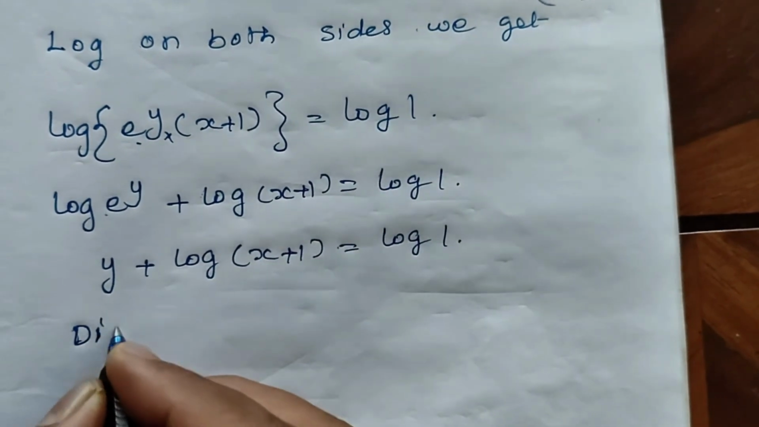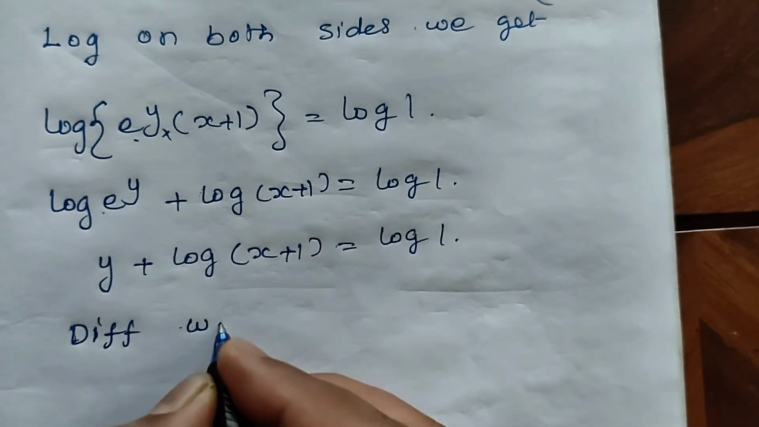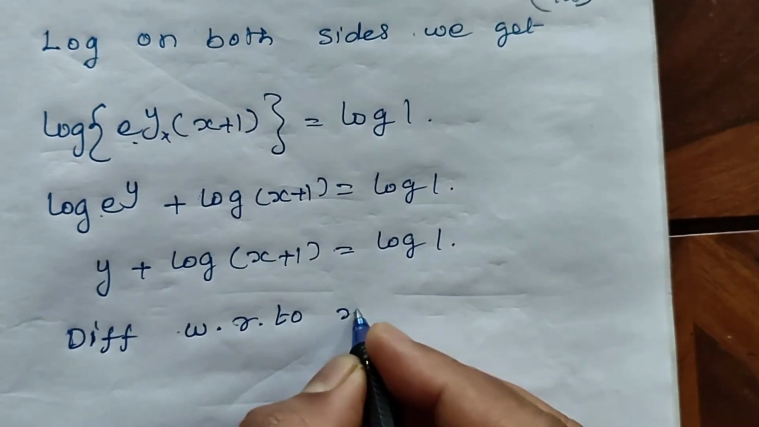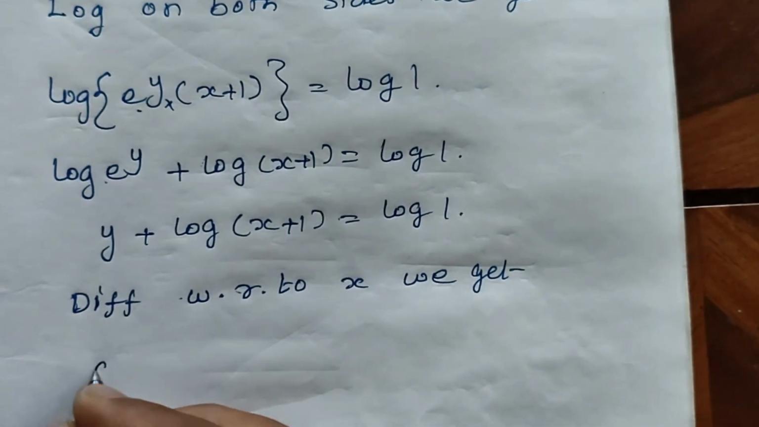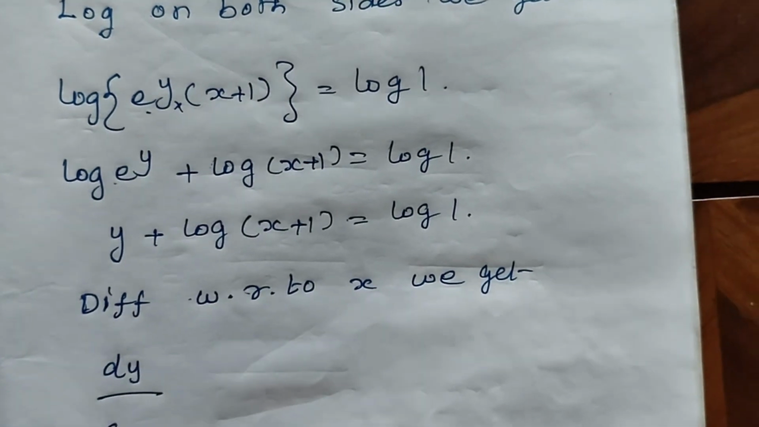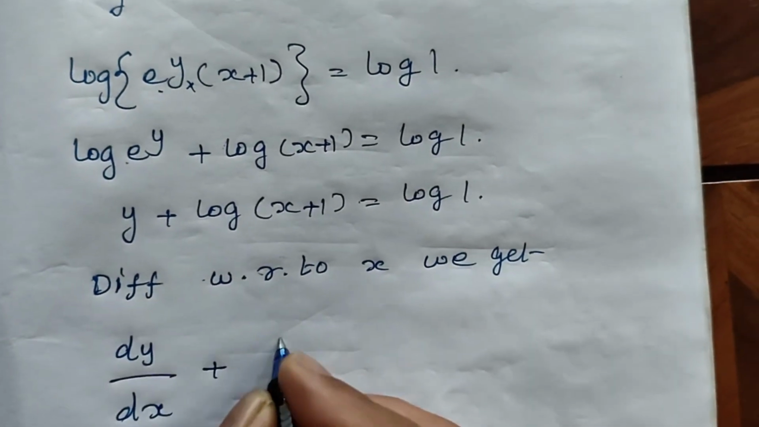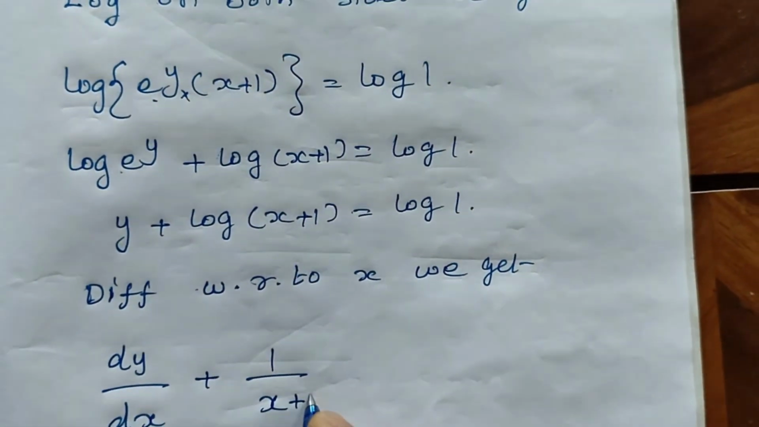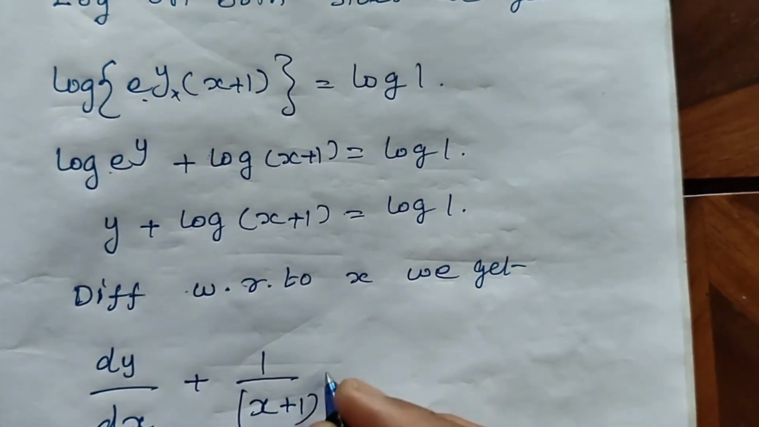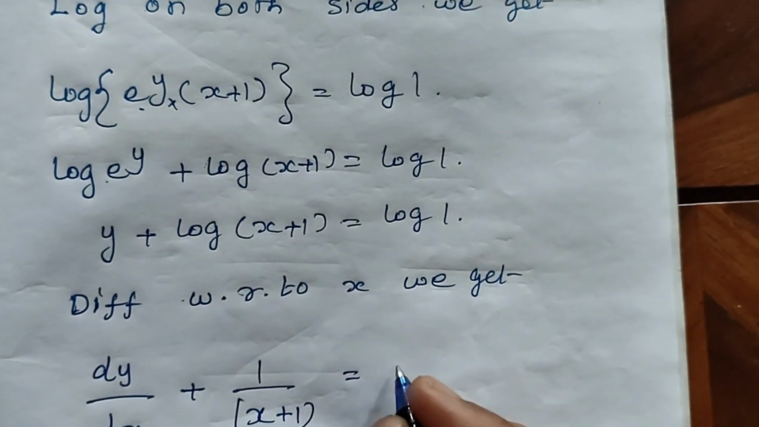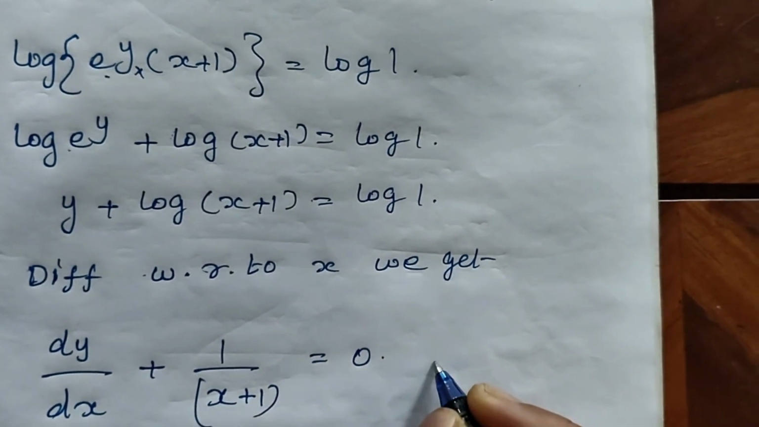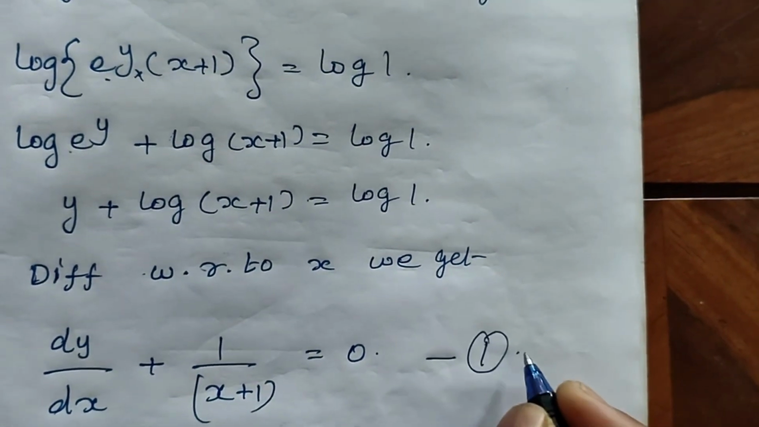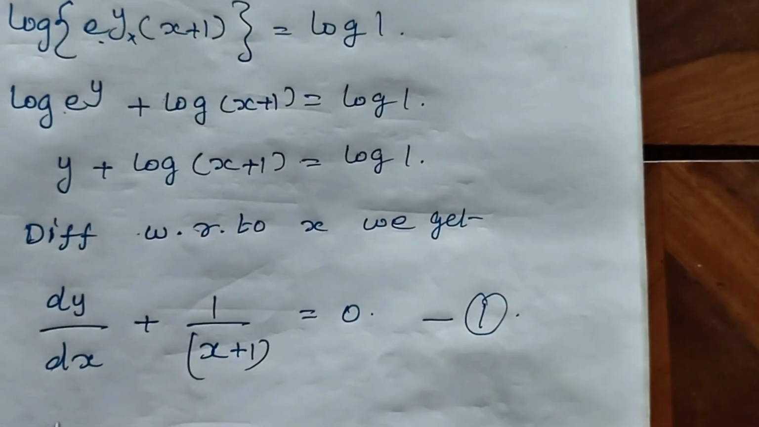Differentiating with respect to x, we get dy by dx plus 1 by x plus 1. In the differentiation of x plus 1 is 1, log 1 is 0. This one you have to take it as 1.